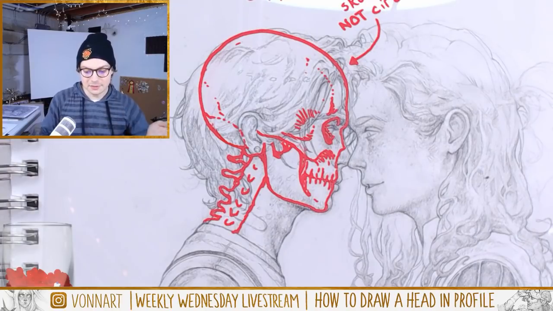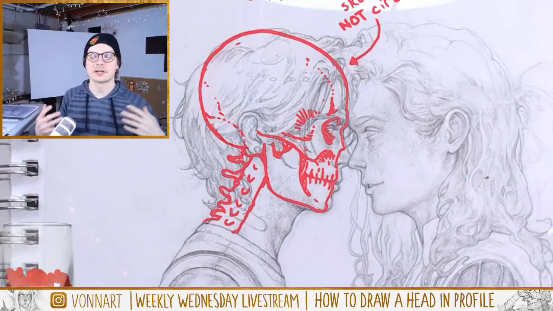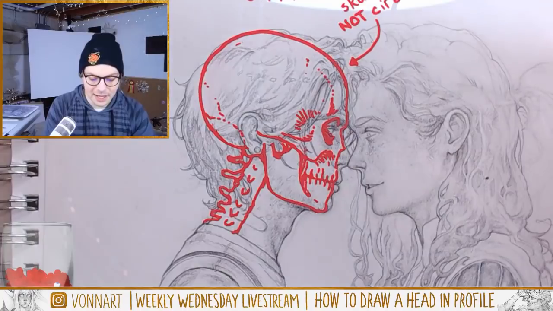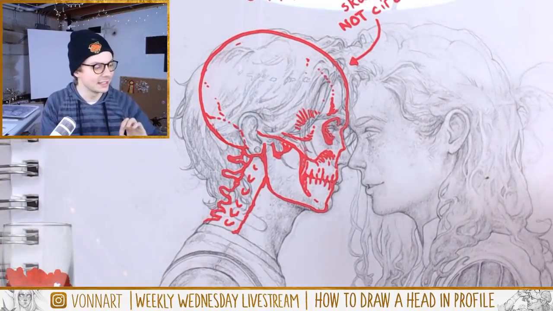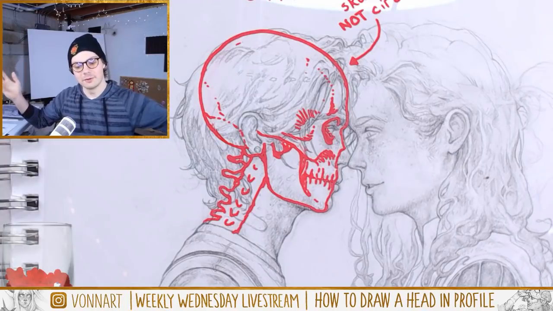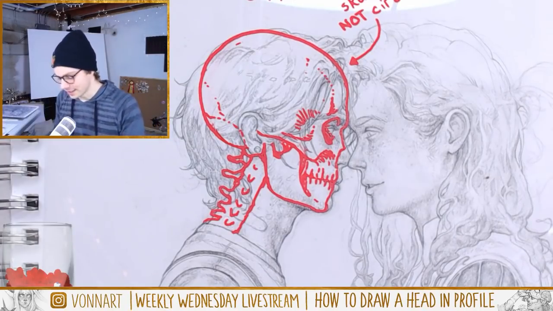So today's topic was actually something that was requested last week, and it is to show you guys how I draw a head in profile. Or better yet, what are the constructive ways to draw a head in profile? And that's something that I'm a little familiar with because I feel like a third of everything I draw is basically a person in profile. So might as well do a tutorial on how I do that.